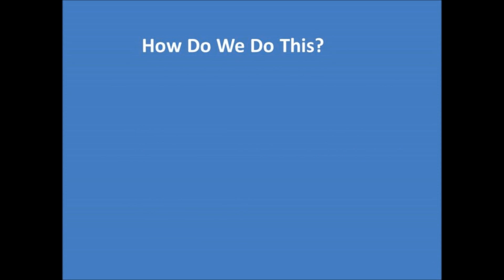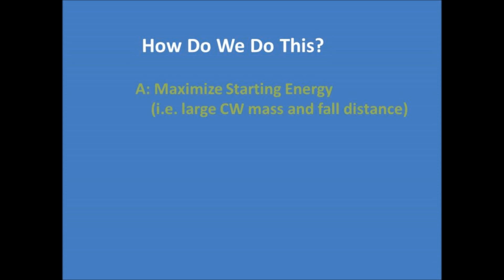If you're starting out, it's not entirely clear-cut. One easy solution is to maximize the starting energy. You can do this by having a large counterweight mass or fall distance. However, this tutorial will focus on the efficient transfer of energy from the counterweight to the projectile. This can be accomplished by several simple energy transfer mechanisms.